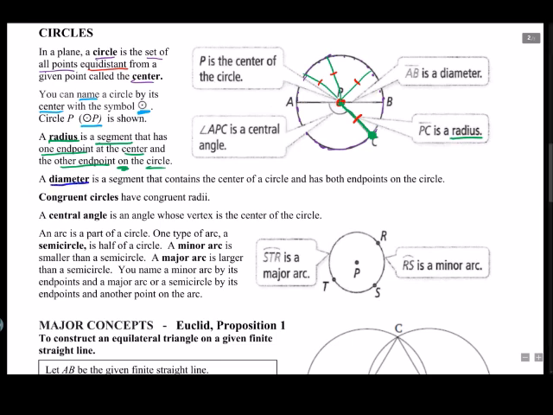A diameter is a segment that contains the center of the circle and has both endpoints on the circle. So a diameter passes through the center. And there are an infinite number of diameters on our circle as well. They will all pass through the center. If you don't pass through the center, you're not a diameter. You're a chord, but that's information for later. And a diameter is just two radii that form a straight line.